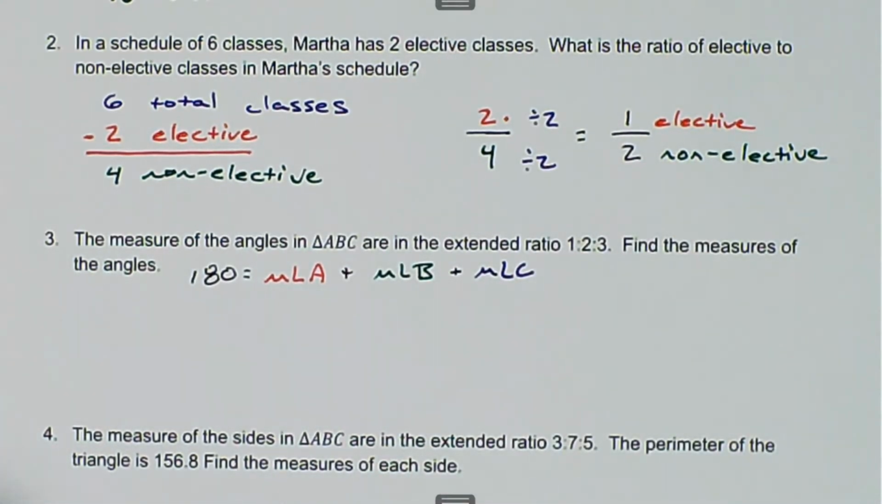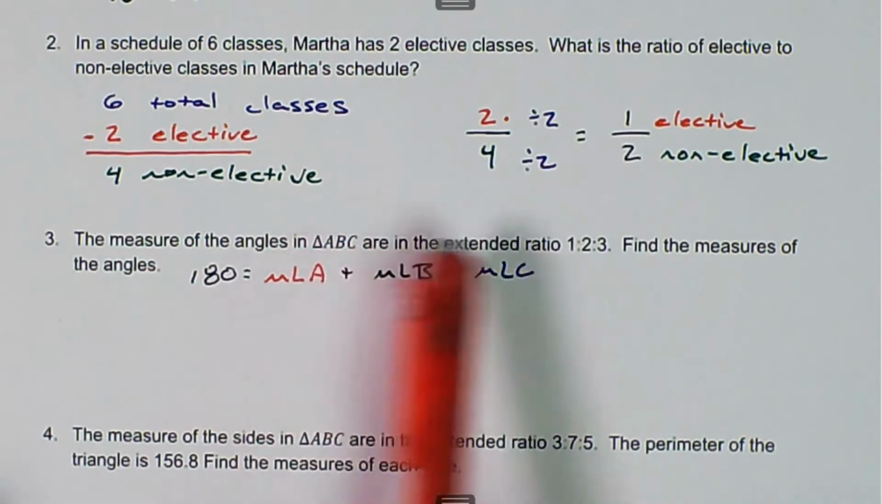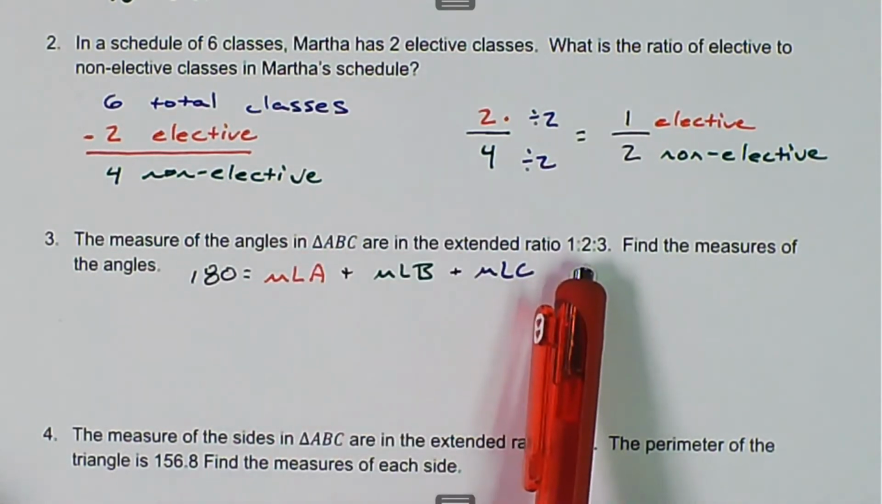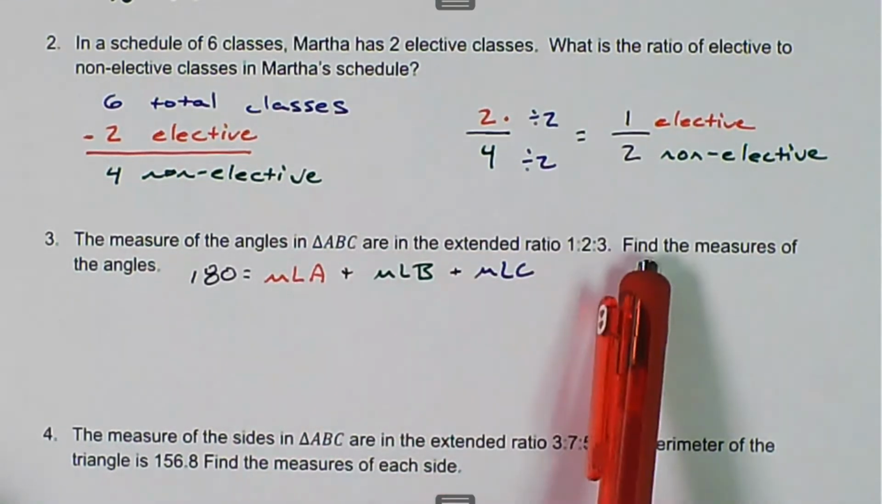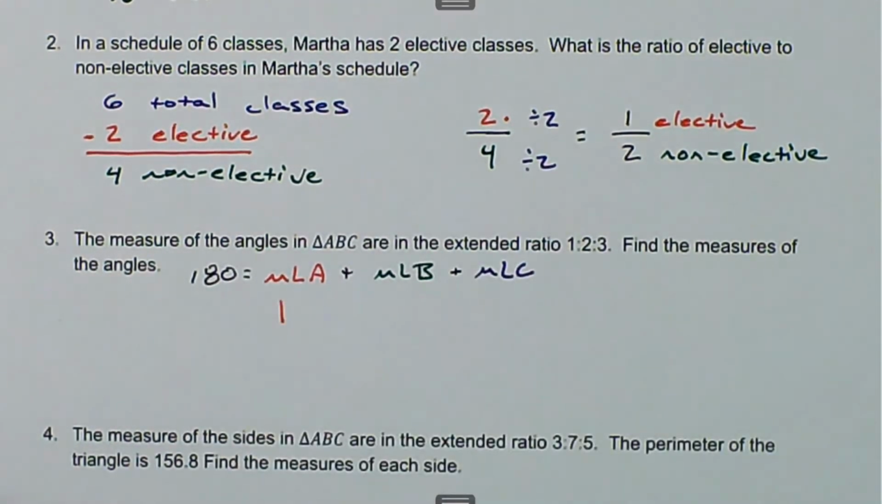So we have all of those added together. Now the ratio is 1 to 2 to 3. And it doesn't matter which one. Oh, it does matter. A is 1. If A is 1, B is 2. If A is 1 and B is 2, C has to be 3. So put 1 here.